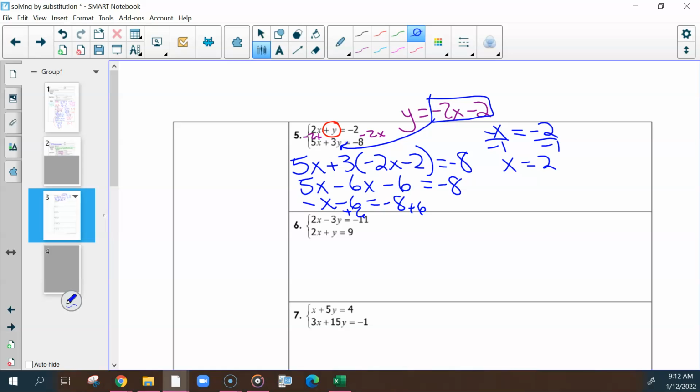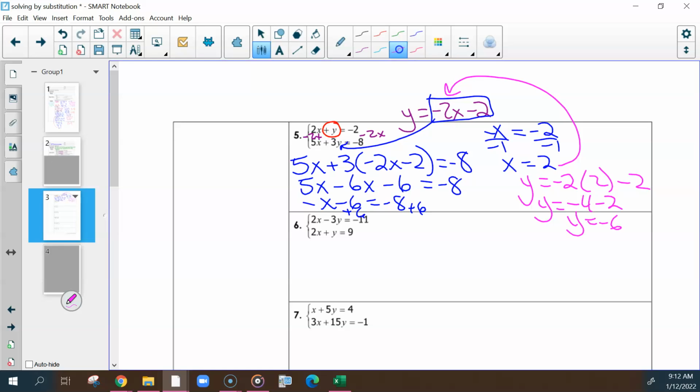Now that we found x, we can go back and find y. By putting that in. So this would be y equals -2 times 2 minus 2. That's a lot of 2's. So -4 minus 2 or -6. So our final answer would be 2, -6.